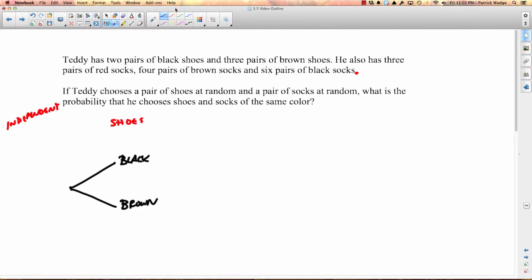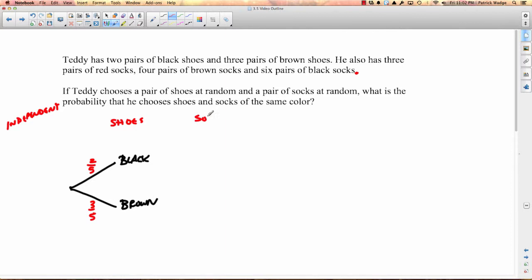Now, are we just as likely to pick black shoes as we are brown shoes? No. Teddy only has 2 pairs of black shoes, but he has 3 pairs of brown shoes. That's 5 pairs of shoes total. So the probability of him picking black shoes is 2 out of 5. The probability of picking brown shoes is 3 out of 5. Great. So that's the shoes.